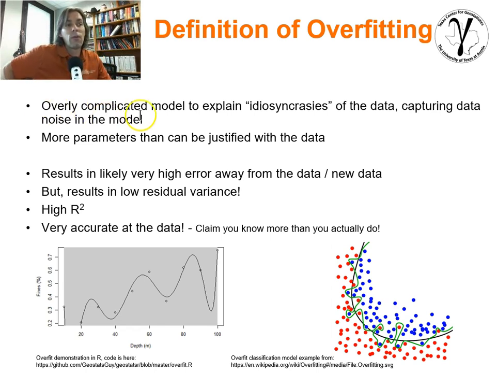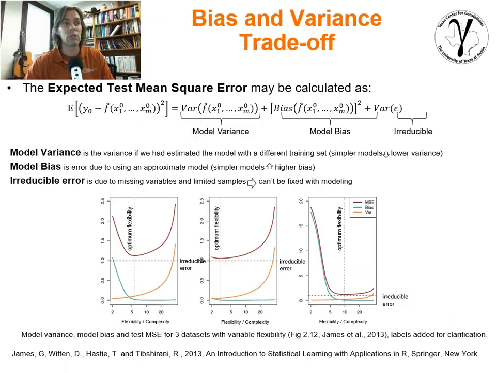What's happening is we have an overly complicated model trying to explain the idiosyncrasies of the data and capturing data noise, error in the data, rather than things that are meaningful. We have more parameters than can be justified with available data. The result is we have very high error away from the data, or if we use new data. But this results in a low residual variance. With regard to the training data, it looks like we are doing great. We have a high R-squared. We're describing all the variance, but we're only accurate at the data locations. We claim that we know more than we actually do, and that's overfitting. It's dangerous.